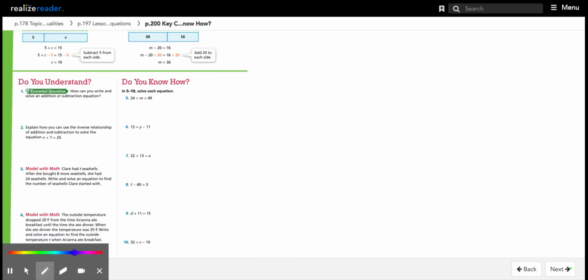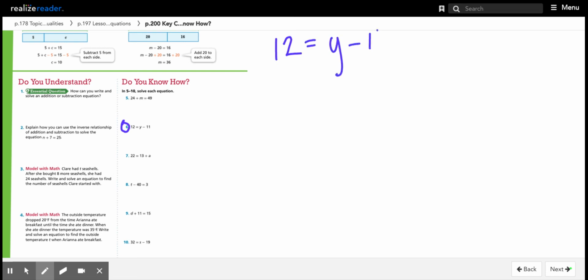So now in your notebook, I want you to write number 6. Number 6 says 12 is equal to y minus 11. Okay, so here we have our equation. Now the variable is just on the right side of the equation, but we are going to do the same thing. We are going to get that variable alone. Well, what's the variable here? The variable is the y. How do we get that y alone? Well, what's attached to the y right now? Attached to the y right now is a minus 11.